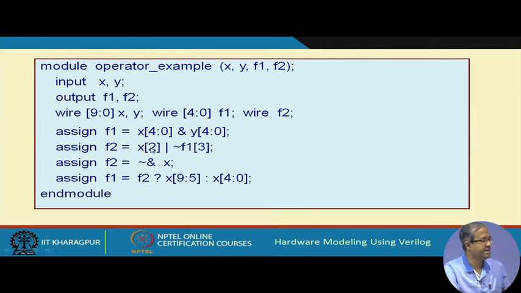So, I can take any single bit from x, any single bit from some other vector, let us say f1 bit 3, I do a not, then I do a bit wise or. This x, I do a reduction operator NAND, and I assign it to f2. This is a conditional. I am assigning something to f1, which is 5 bits. If f2 is true, then x bits number 5, 6, 7, 8, 9 will be assigned. If f2 is false, then these 5 bits 0, 1, 2, 3, 4 will be assigned. Okay. So, there are some examples.